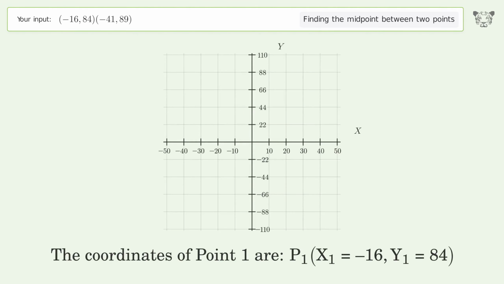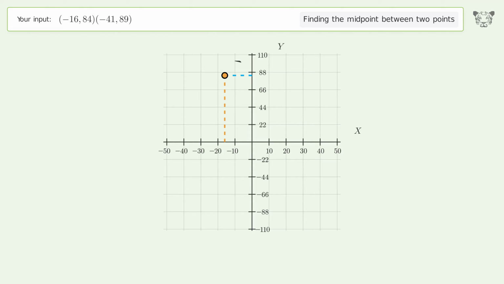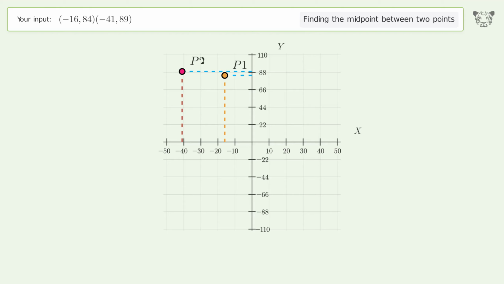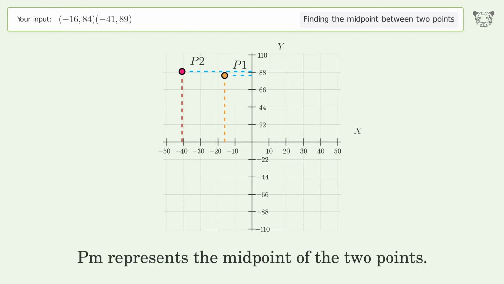The coordinates of point 1 are, x1 equals negative 16, y1 equals 84. The coordinates of point 2 are, x2 equals negative 41, y2 equals 89. PM represents the midpoint of the 2 points.